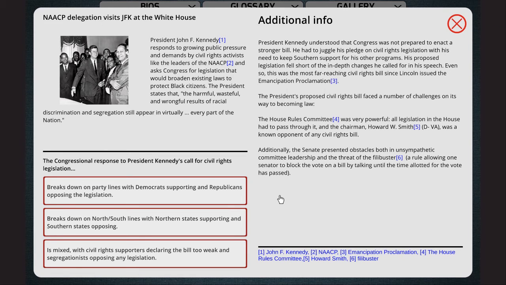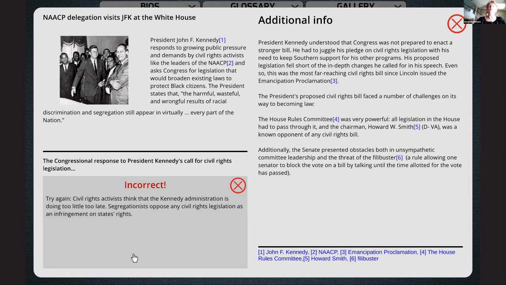We've got a few that have come in. There seems to be unanimous voting for C, the third option. Okay, C. You think this is a trick question, right? It says, try again. Civil rights activists think that the Kennedy administration is doing too little too late, and segregationists oppose any civil rights legislation as an infringement on states' rights. So there's a better answer out there.